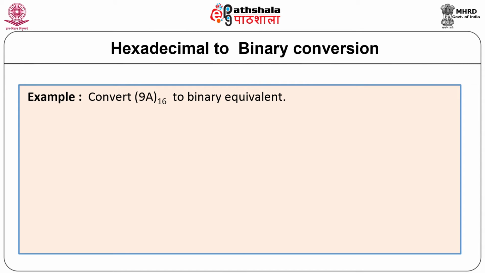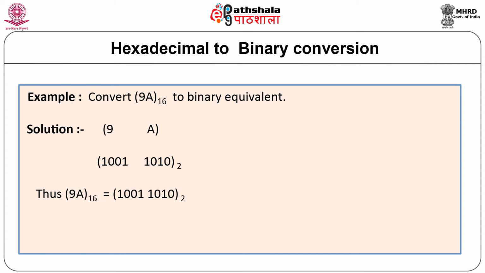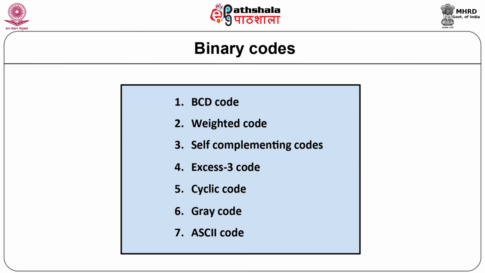Let us now demonstrate hexadecimal to binary conversion. Convert hexadecimal number 9A to its binary equivalent. In hexadecimal to binary conversion, each hexadecimal digit is converted into its equivalent 4-digit binary form. Thus, 9A in hexadecimal can be represented as 1001 for 9 and A is represented as 1010 in binary.